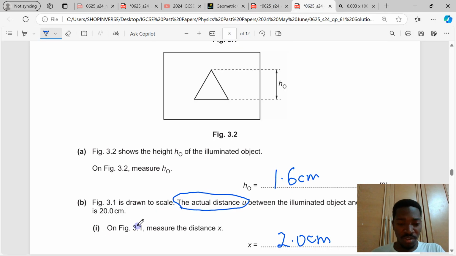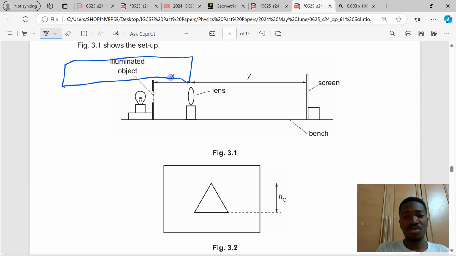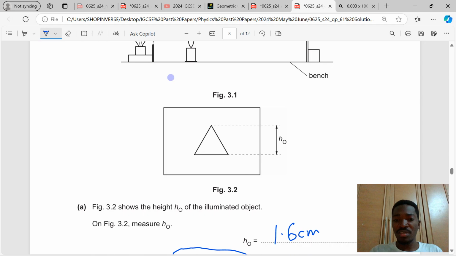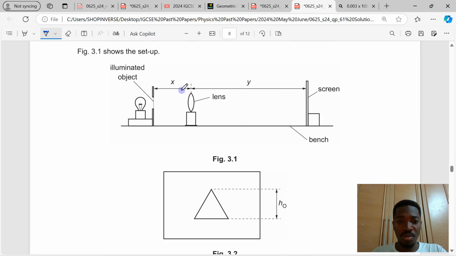On figure 3.1, measure the distance x. How do you measure this distance? Place a meter rule here and use the meter rule to measure this distance x. That's all. The first thing I did was to measure h0. I placed my meter rule here and measured h0 to be 1.6 centimeters. Then I placed my meter rule up here to measure x, and I got 2 centimeters as my x.